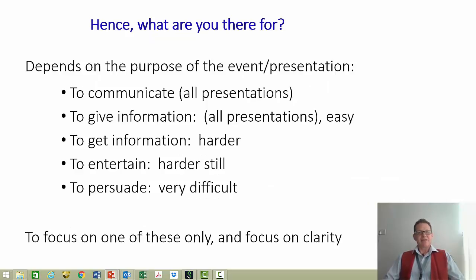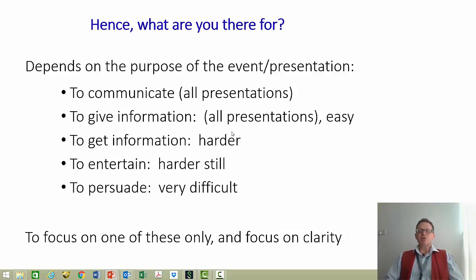Okay, if that's why they're there, why are you there? Well, of course, it depends on the why or the purpose of the event or the presentation. But you're there to communicate under all circumstances. You're there to give information in pretty much all circumstances, and of the possible things that you will be required to do, actually, giving information is the easiest thing.